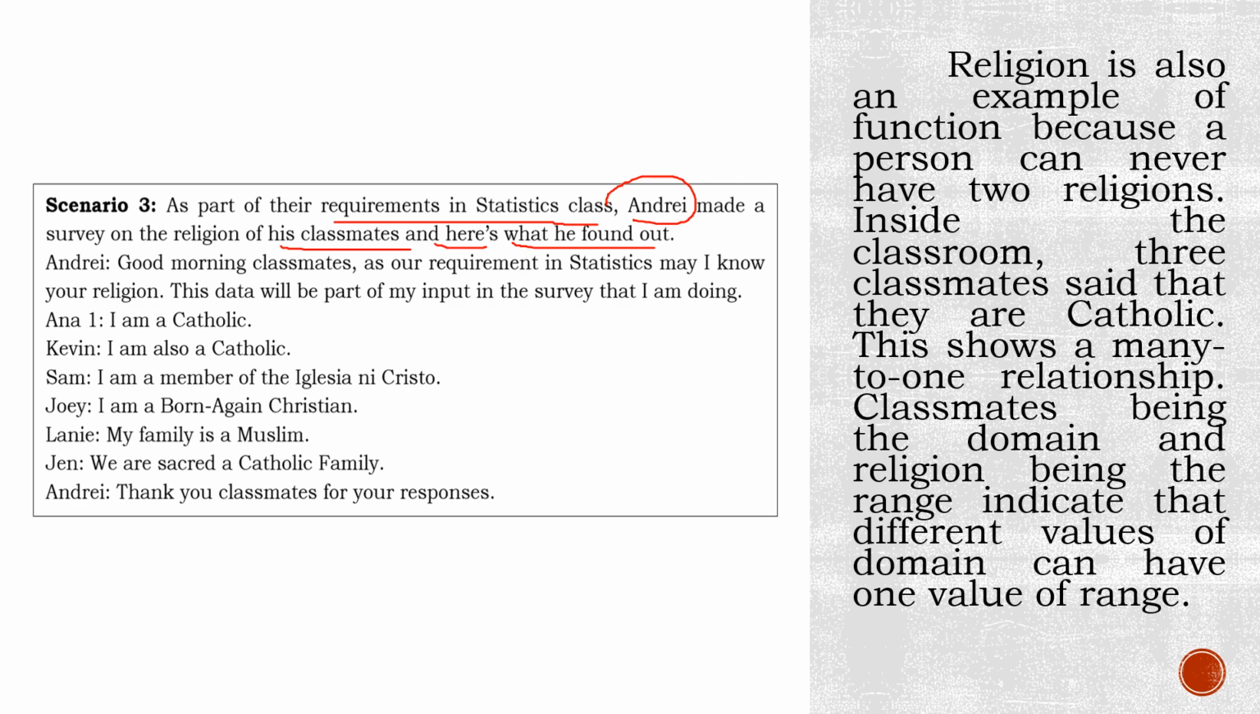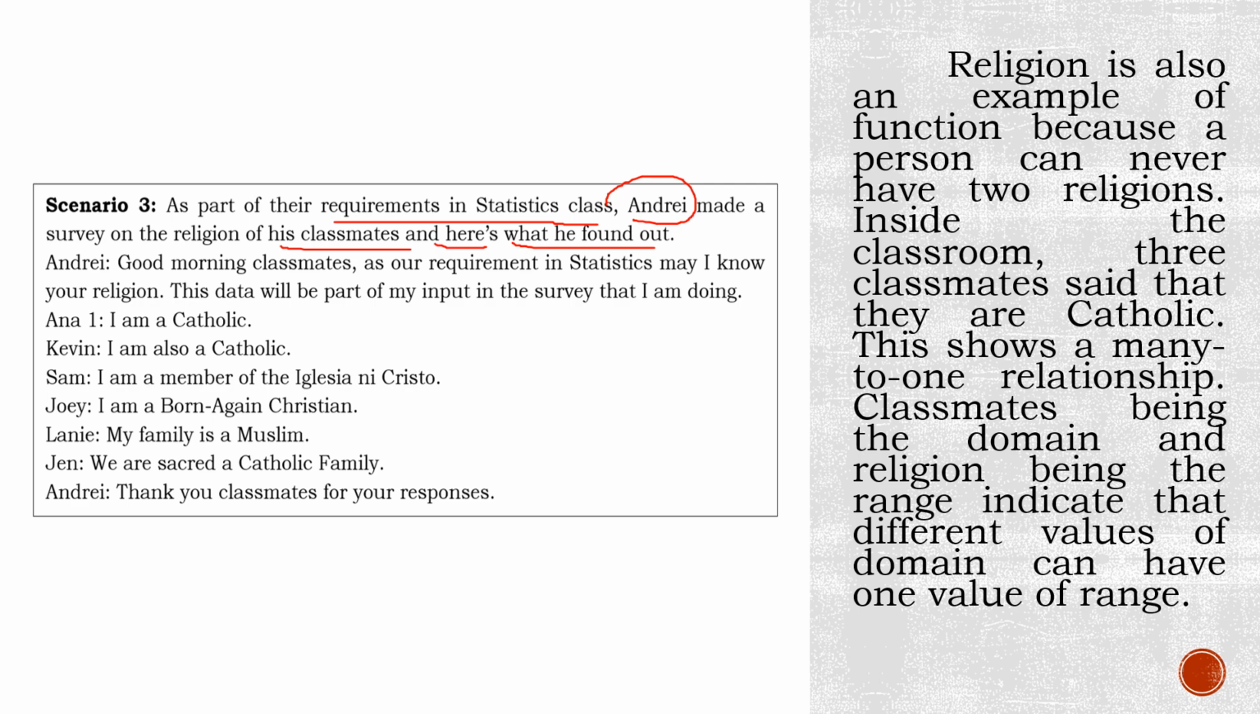So let's try to check. Religion is also an example of a function because a person can never have two religions. Yes, it is, no? Because Andre can be a Catholic but not an Iglesia ni Cristo member at the same time. So there is a one-to-one relationship between a student and his or her religion. Inside the classroom, three classmates said that they are Catholic. This shows a many-to-one relationship.